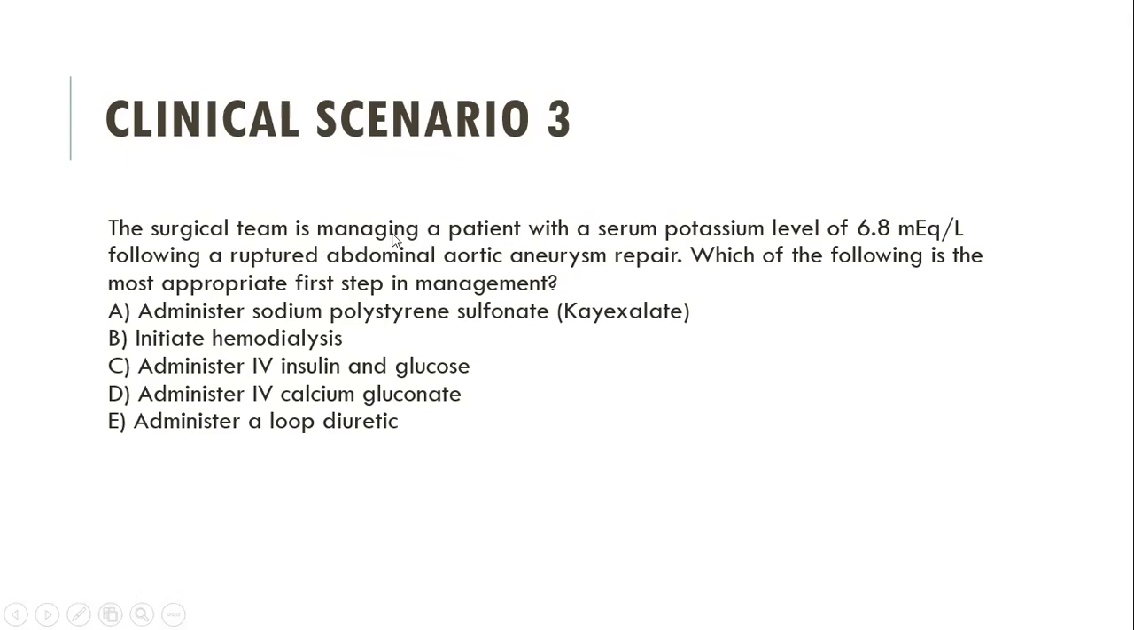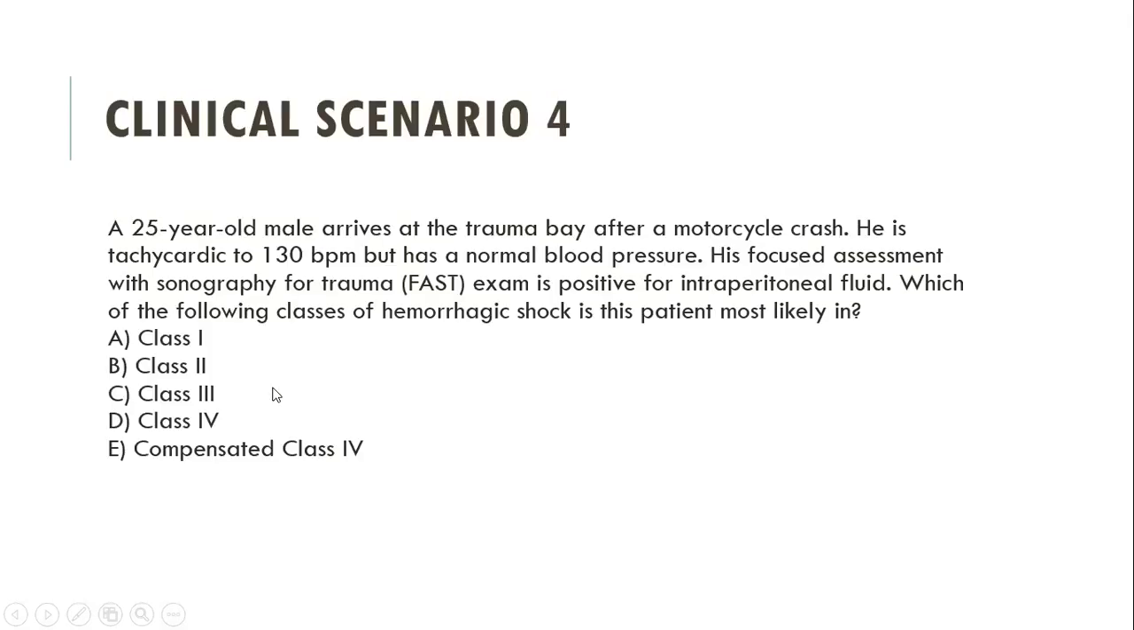The surgical team is managing a patient with a serum potassium level of 6.8 following a ruptured abdominal aortic aneurysm repair. Which of the following is the most appropriate first step in the management? So, whenever there is hyperkalemia, you must immediately use which compound? You should be administering the IV calcium gluconate.